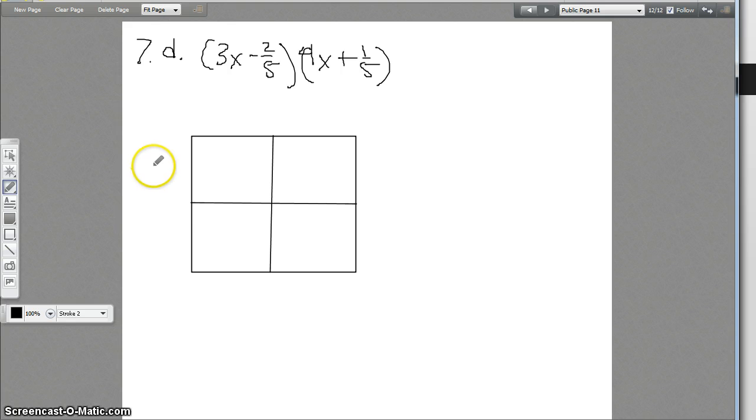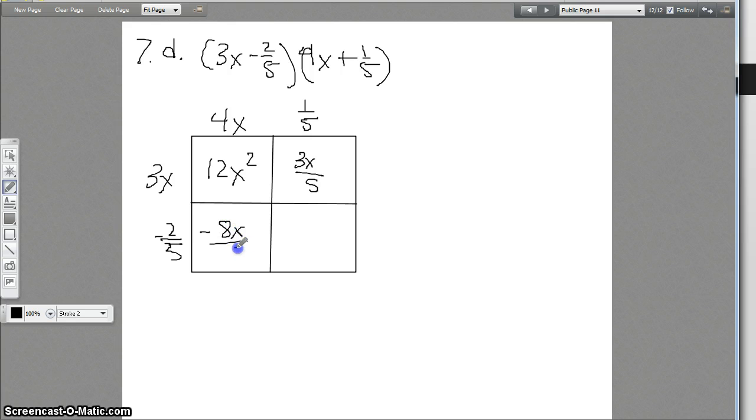Okay, so we have 3x minus 2/5, and then we have 4x plus 1/5. So 4x times 3x is 12x squared. 3x times 1/5 is 3x over 5. Negative 2/5 times 4x is negative 8x over 5. And negative 2/5 times 1/5 is negative 2/25.